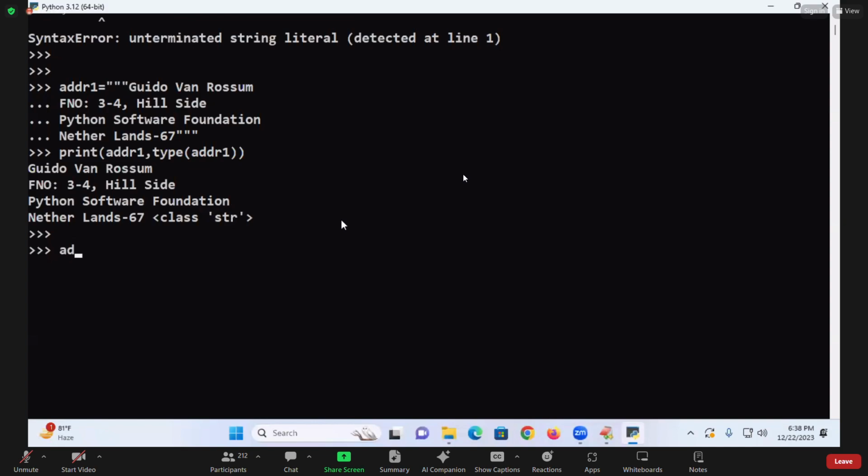Hold on. Next, ADDR2 is equal to single quote, single quote, single quote. That is called what? Triple single quotes. Spell out triple single quote. Now I am writing here James Gosling, another scientist's name. The same continuity will be done. I am writing there FNO colon 12-34 C side. Now I am writing here Sun Microsystem and USA and then 45, then single quote, single quote, single quote. Whatever quotes you started with, the ending will also be with the same.